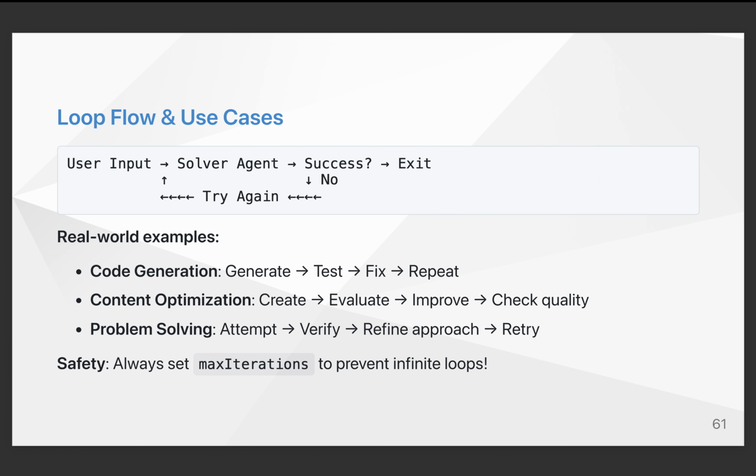Real-world use cases include code generation, where you would generate, test, fix, and repeat until the code is working. Content optimization, create, evaluate, and improve until the quality threshold is met. Or problem solving, where you attempt, verify, refine approach, and retry. Do note that you should always set a maximum iteration to prevent infinite loops, as this is your safety net.